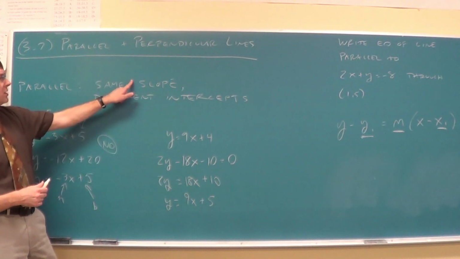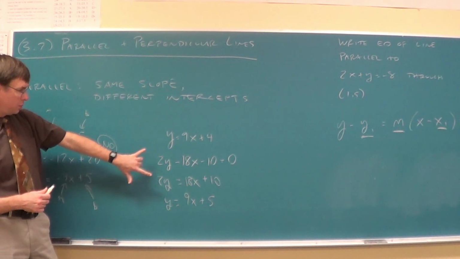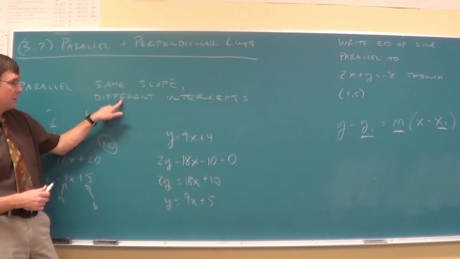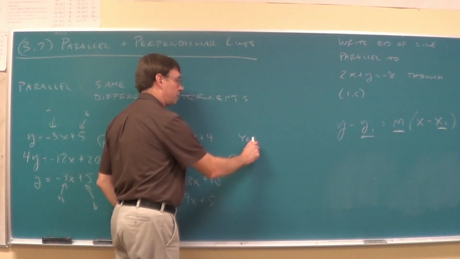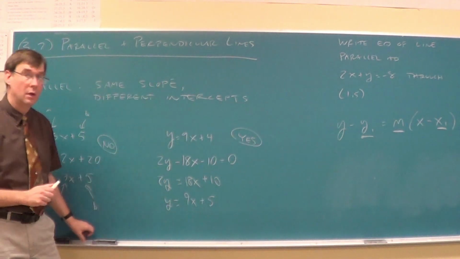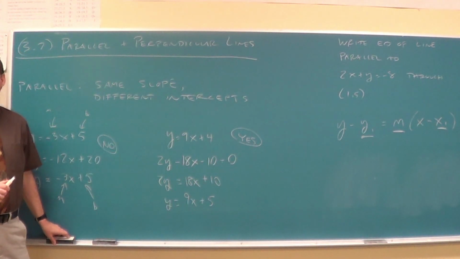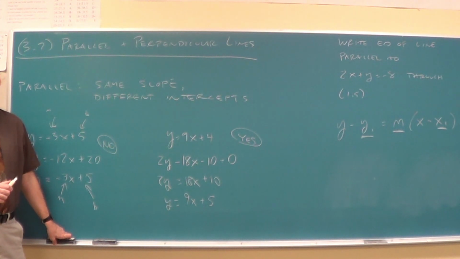So again, the rules are same slopes. Do they have same slopes? Yes. Different intercepts? Yes, 4 versus 5. So we're saying yes. Question about the first game of parallel, yes or no? Anything there?